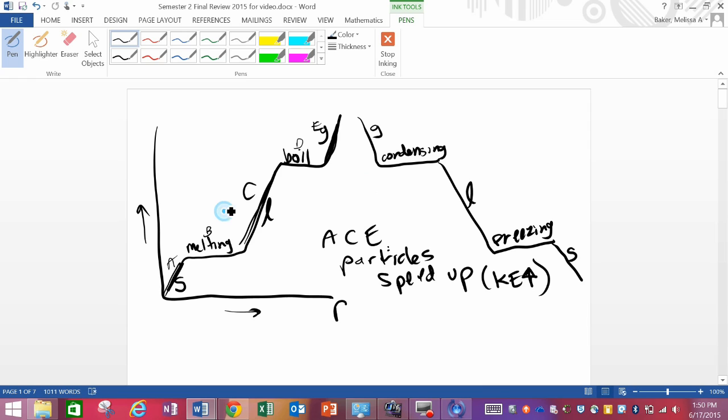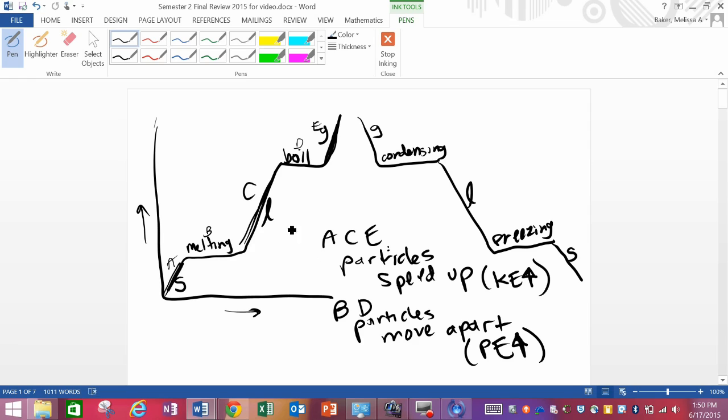But it's different at points B and D, the plateaus. At those, particles move apart, so the distance between them gets greater. That's potential energy that's going up. So all of these areas require energy to happen. Or in the reverse, energy is being lost or removed in order for something to freeze, for example. So that's going to set the foundation for us to work through these problems.